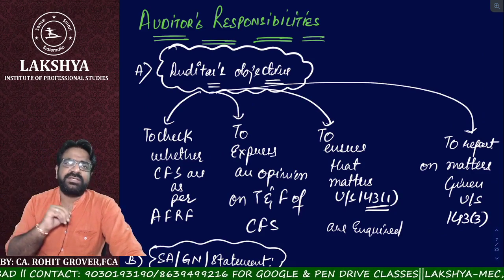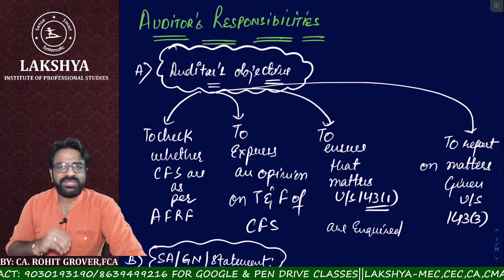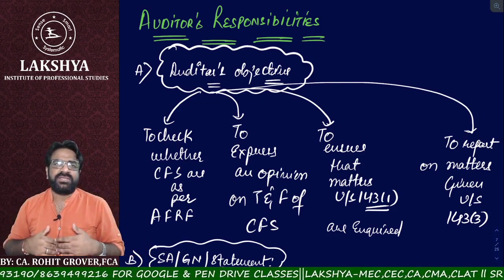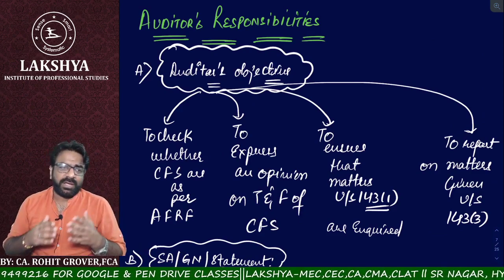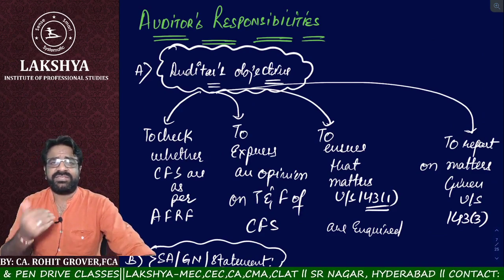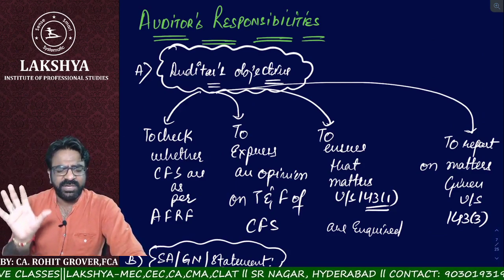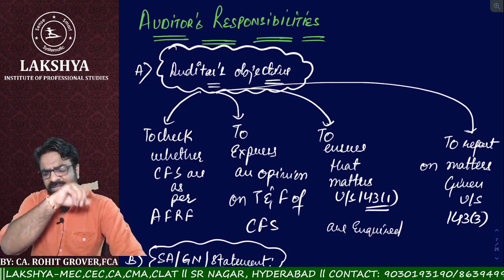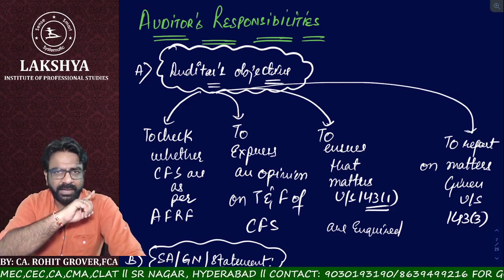None of the directors is disqualified. Companies are following accounting standards. Branch audit reports have also been received. Right or not? The company has not defaulted in transferring money to the Investor Education and Protection Fund, but so many points we have listed in section 143 subsection 3, which we have done under the company audit. Are you getting the point or not?